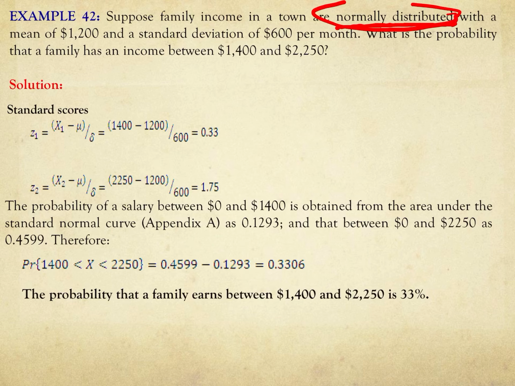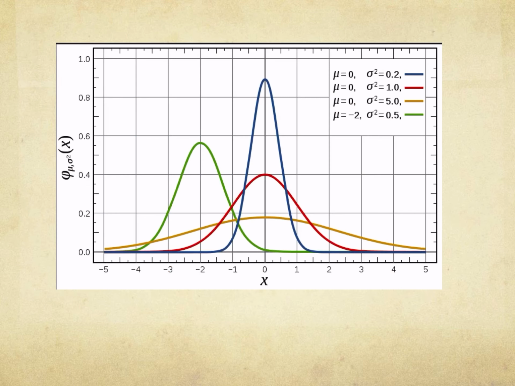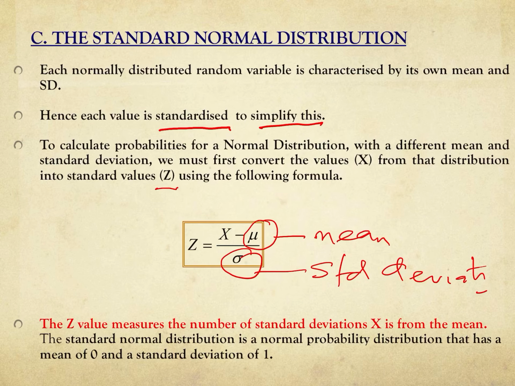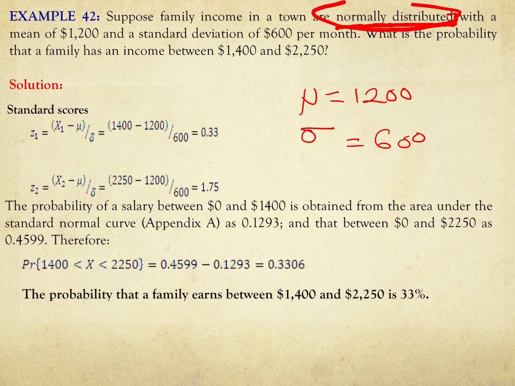All right, so we have the mean value is 1200. So that would be our mu, 1200, and standard deviation would be 600. Take note, earlier on we said that this is the formula that we'll be using. So take note of that formula. Remember we said for normal distribution, it's difficult to calculate. So what we do is standardize.